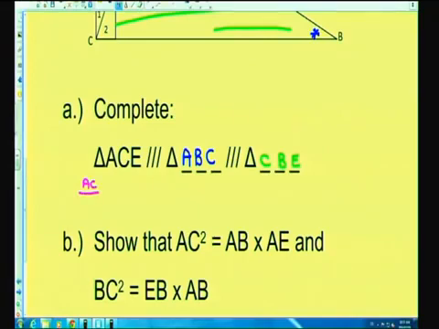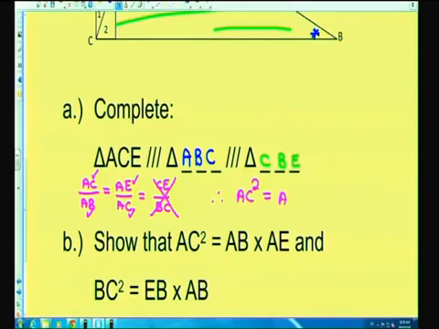AC over AB, first two over first two, is first and last, which is AE, over AC, which is last two, ACE, over last two, BC. But we want AC squared, so we want the AC to happen twice. We want the AB and we want the AE, so this is the part that I don't need. So therefore, if I now cross multiply these, I'm going to get AC squared equals AE times AB, which is that result. And we had the problem solved.